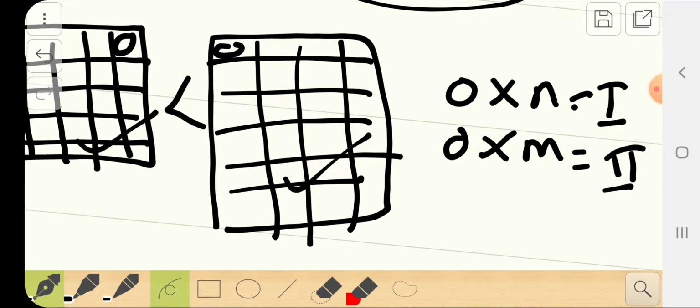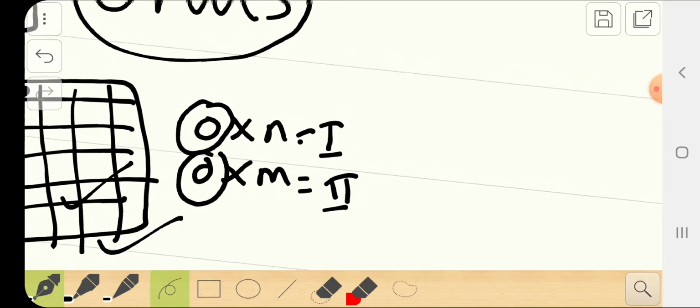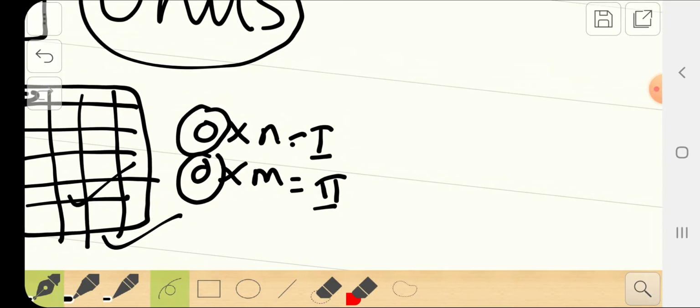So if m is larger, you know that this is big. If n is larger, you know that this is big. So that's how you compare. Units are used for this. The purpose of having a unit is to know which one is bigger.